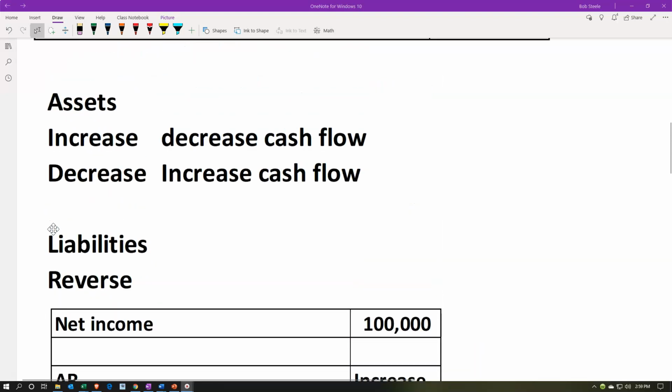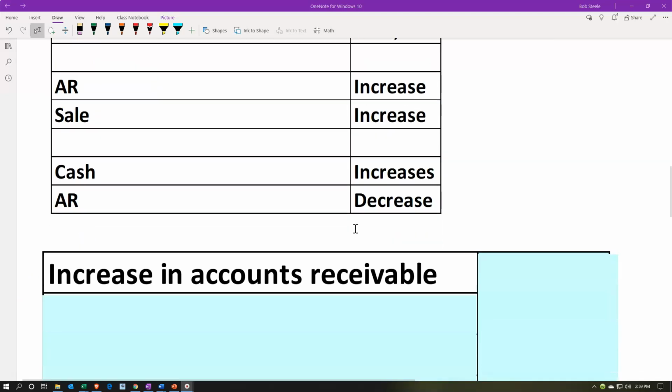So the general rule then is going to be this: if it's an asset and the asset increases, then we're going to decrease the cash flow statement. And if the asset decreases, then we're going to increase the cash flow statement. That's the general rule. And then liabilities will be the opposite. So if liabilities increase, then we're going to increase the cash flow. If liabilities decrease, then we're going to decrease the cash flow. So once you've proven this to yourself, then you just kind of apply the general rule. But you want to understand it to some degree so you can analyze the cash flow statement.